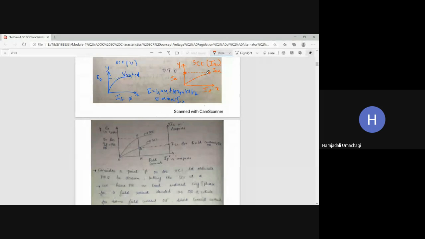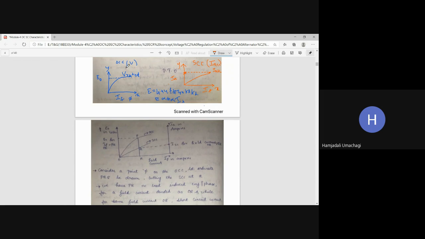So short circuit characteristics is the graph between armature current versus field current, which gives us the full load armature current information. And the open circuit characteristic is the graph between no load voltage E0 in volts versus field current in amps, which gives us voltage information. Is it clear? OCC means voltage information, SCC means current information.